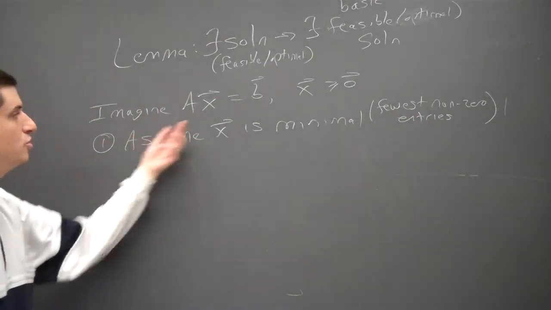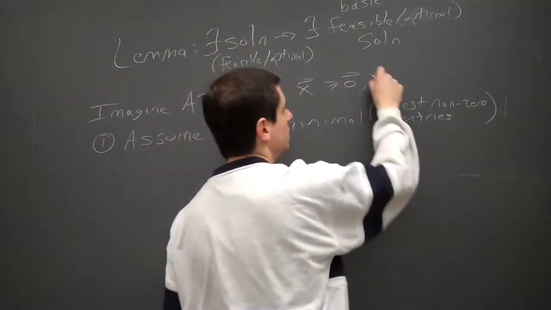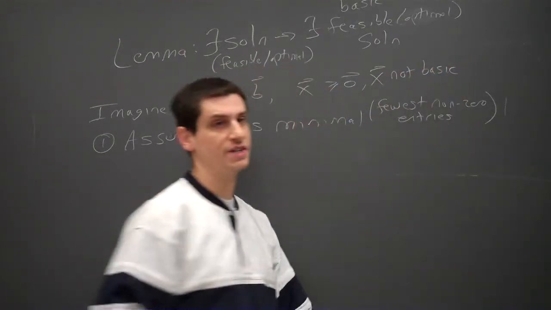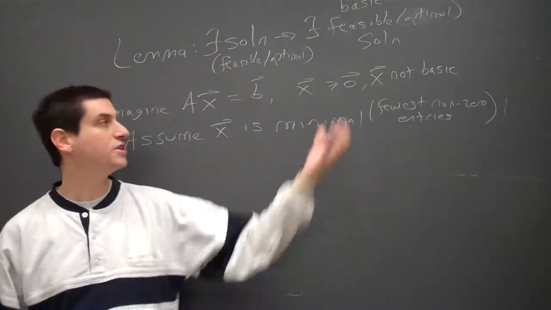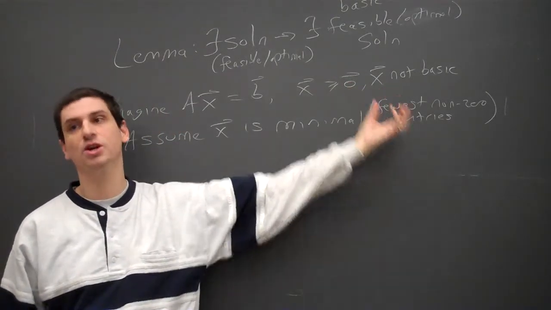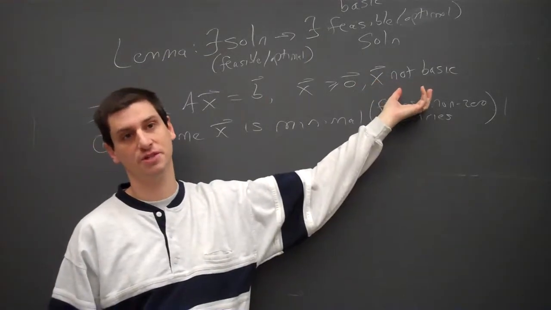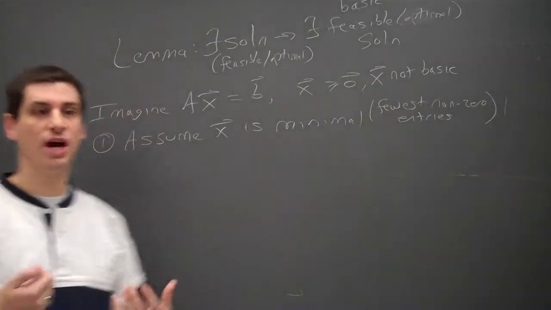So I'm assuming not only that x is greater than 0, I'll assume x is not basic. Because of course if x is basic, we're done. So all of this is conditional on the assumption that x is not basic. We'll get a contradiction. What is the contradiction to? It's a contradiction that x is basic.